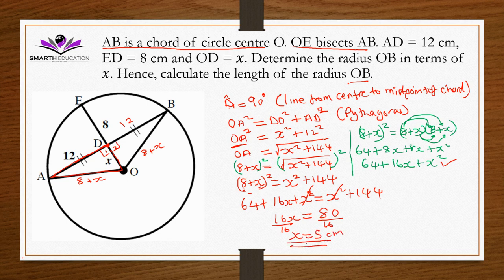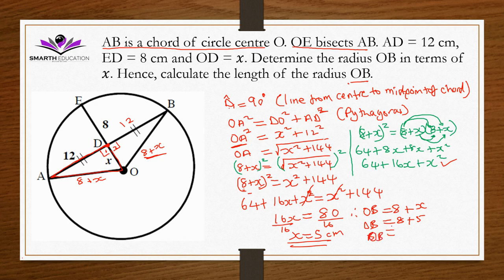Right, now let's check our question. Hence calculate the length of the radius OP. Okay, so many people end here. We haven't answered the question. They said we must find the radius of OP. So therefore OB is going to be 8 plus x, is going to be 8 plus 5.